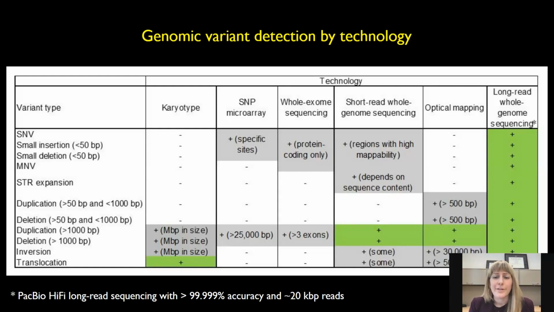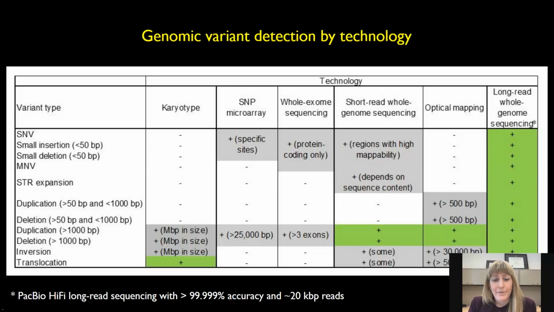So if we look at this table for a few seconds here, what you can see is that things like single nucleotide variants, small insertions, small deletions, they're not detectable in karyotypes. They are detectable on SNP microarrays and in whole exome sequencing data in certain locations, and also in short-read whole genome sequencing data in regions where we have high mappability. Now we can detect these variant classes in long-read whole genome sequencing data as well. Multinucleotide variants are somewhat similar. STR expansions are really well detected in long-read data, but there's been a lot of bioinformatic work to really improve this in short-read whole genome data.